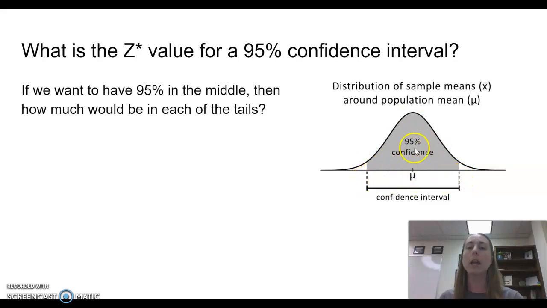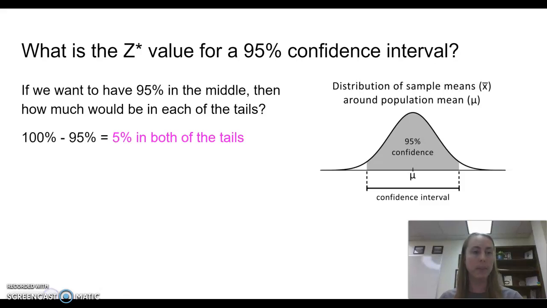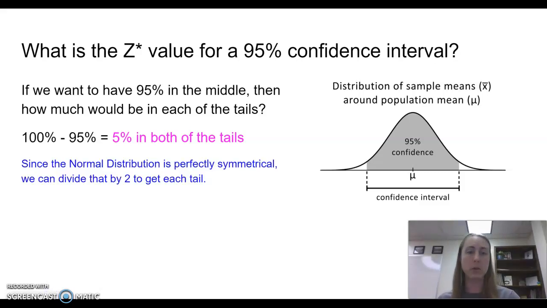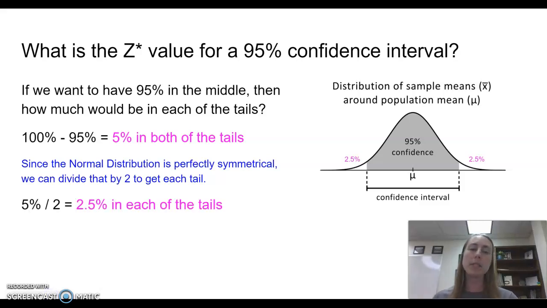And it's symmetrical. We want 95% in the middle. So if 95% is in the middle, then how much would be in each of the tails? Well, the whole curve is 100%. So we would take 100% minus the middle part of 95, which means there's 5% in each of the tails. And because the normal distribution is perfectly symmetrical, we can divide that 5% in both tails by 2 to get the percent in each tail. When we do 5% divided by 2, we get 2.5% in each tail.